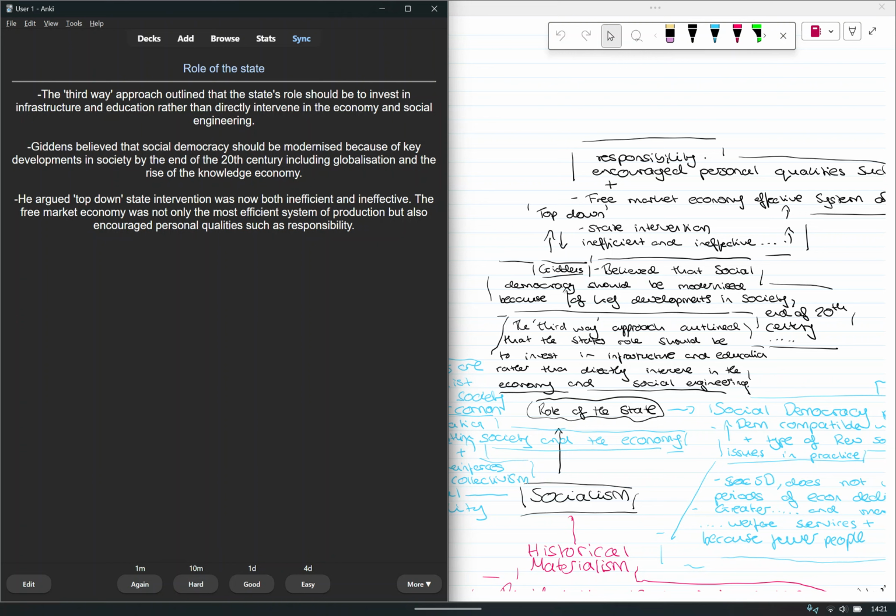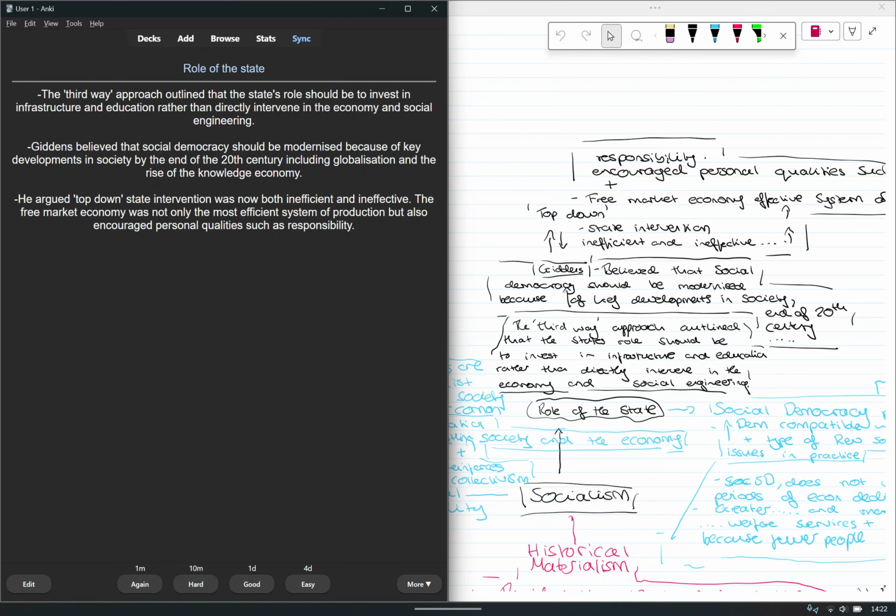Giddens is a key socialist thinker that you need to know about, and it's very important you mention these in your 30-mark essays in order to maximize the points. For example, Giddens believed that social democracy should be modernized because of key developments in the 20th century, including globalization and the rise of the knowledge economy. This gives you evidence for your reasoning of your third point, that we should invest into infrastructure and education.